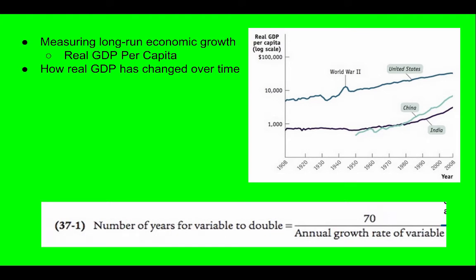Okay, so the first 2 of the 5 things we're going to cover tonight: measuring long-run growth and how real GDP has changed over time. The first one, measuring long-run economic growth, how do we do that? Well, it's just real GDP per capita. It's real GDP divided by the number of people in a country.